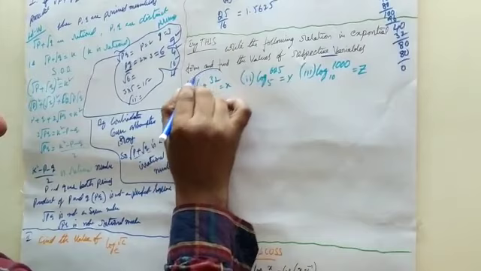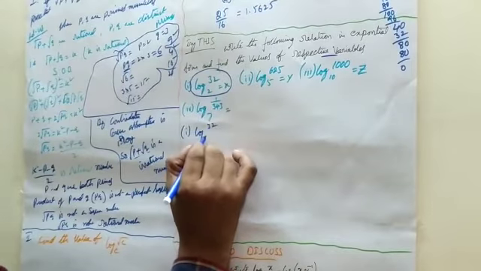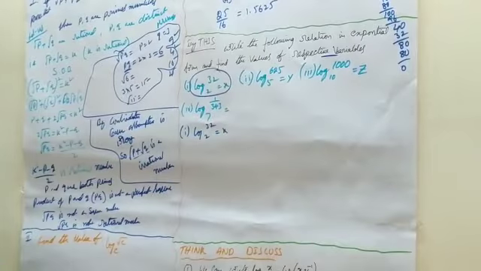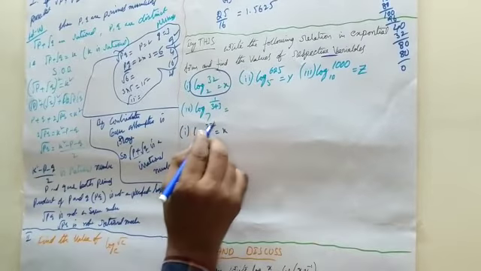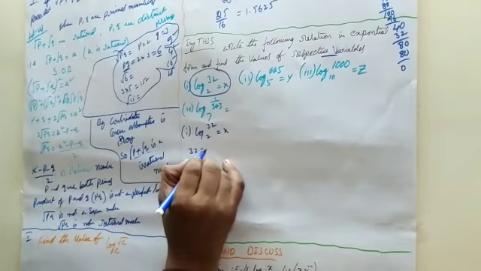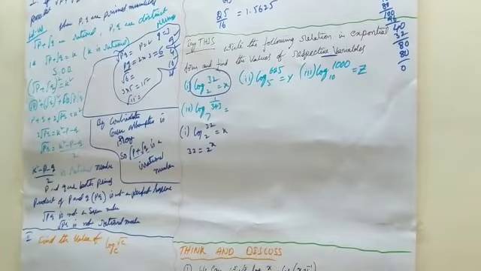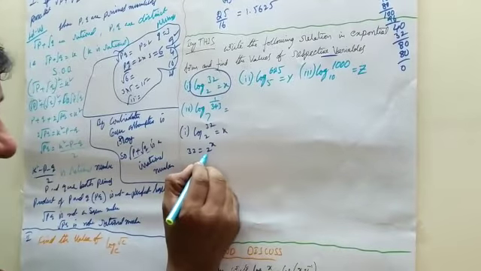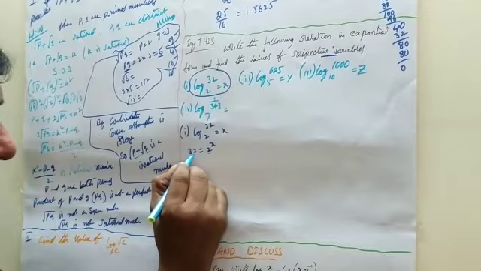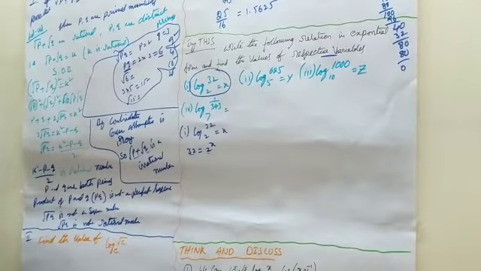This is the logarithmic form: log 32 base 2 is equal to x. What is the exponential form? 32 is equal to 2 power x. Here the base is 2 and the number is 32. Can we write 32 in the form of base 2 or not?